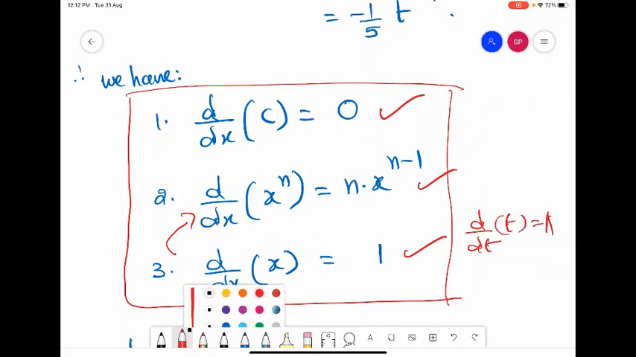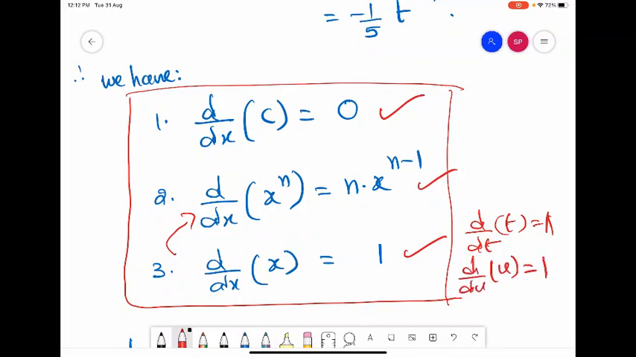Or you can say d by du of u is equal to 1. So you are differentiating u with respect to u. That's why you are getting it as 1. I hope it is clear till here. Now let us move on to the next one.